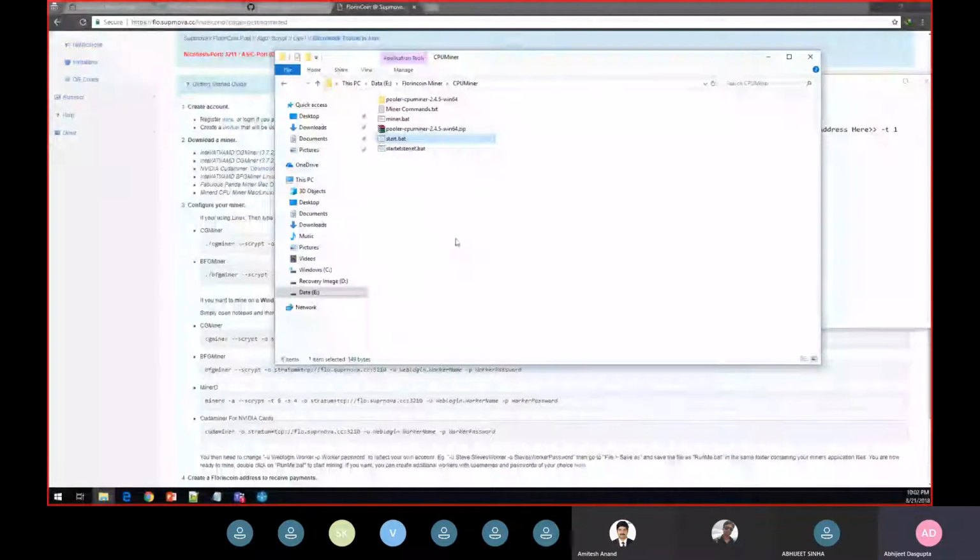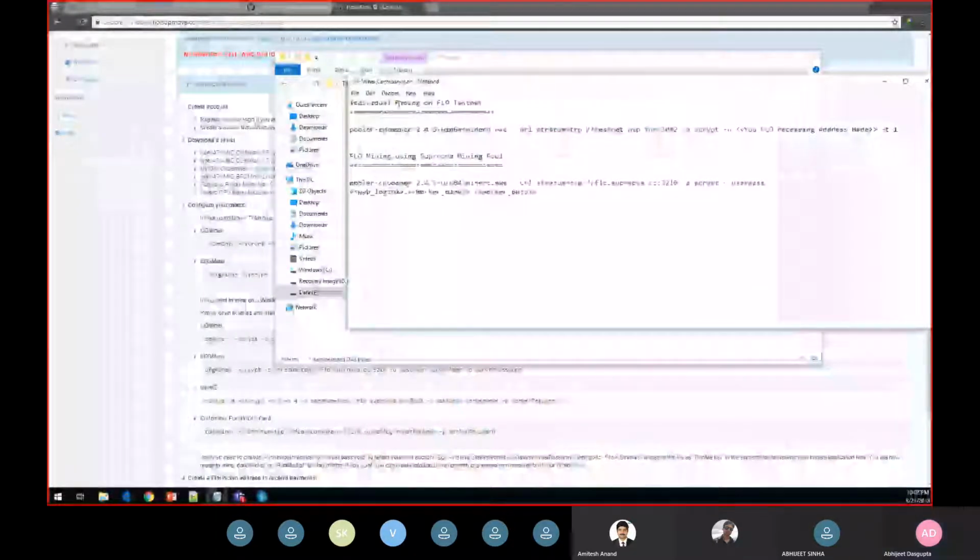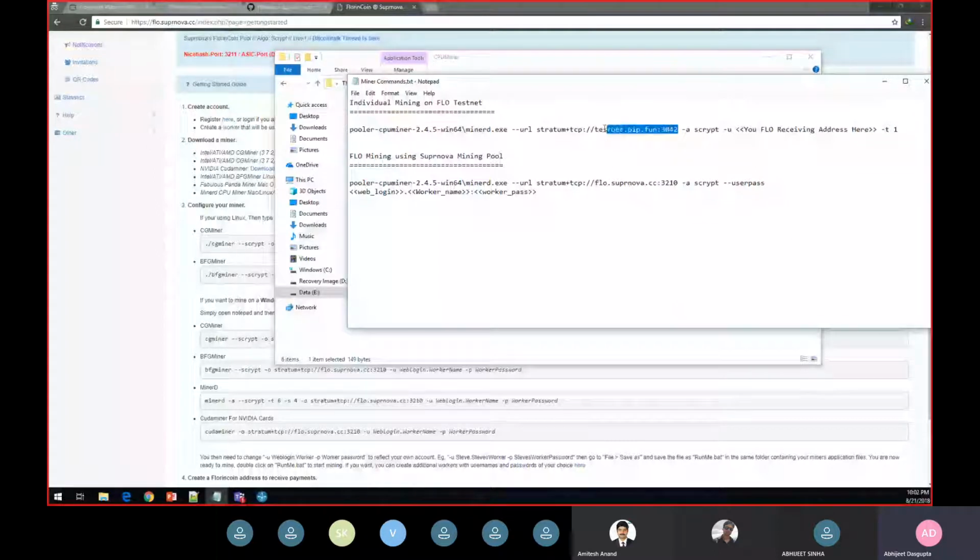The second type of mining that we are going to see is mining individually without using any pool, or using a mining pool to mine testnet coins. So what I have also listed here is individual mining on FLO testnet. This is another testnet mining pool, known as testnet.oip.fun. This pool is generally used by the FLO community for all their testnet mining operations.